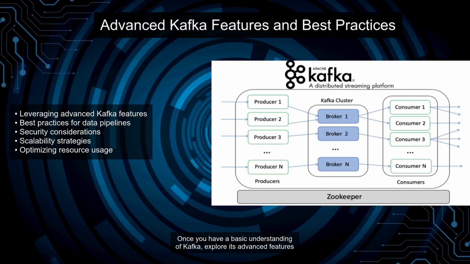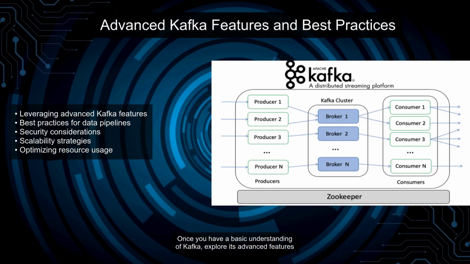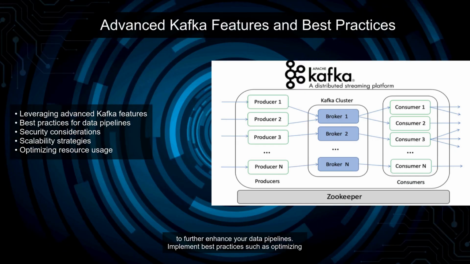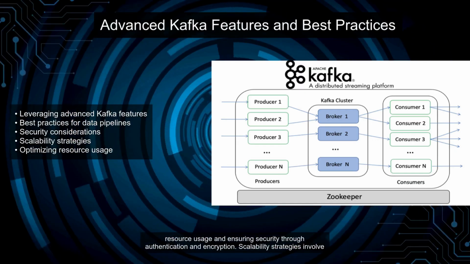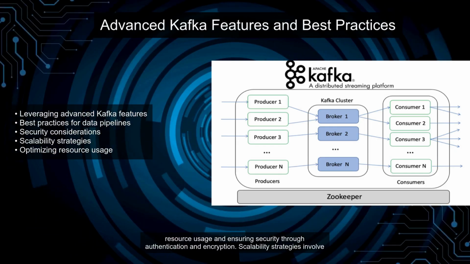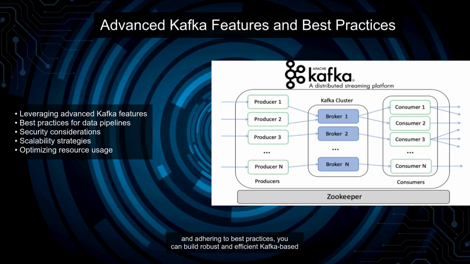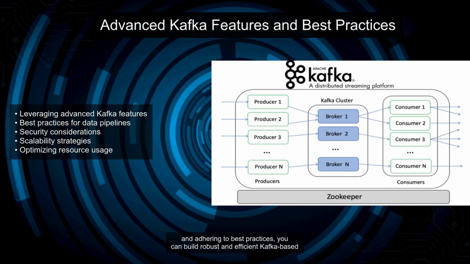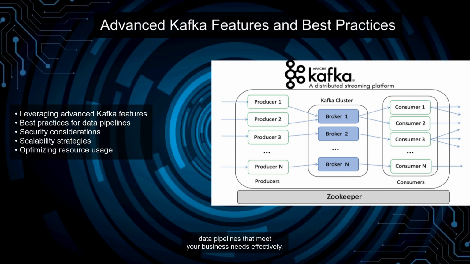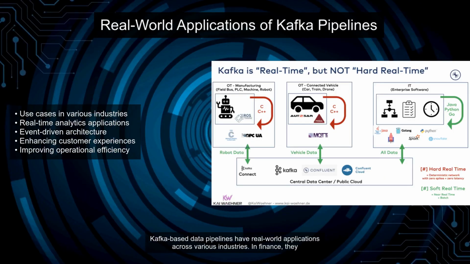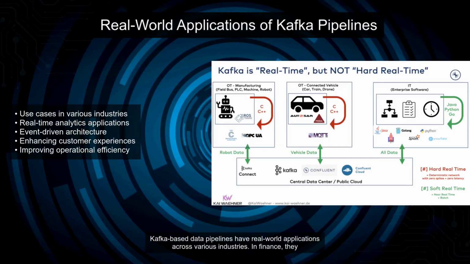Once you have a basic understanding of Kafka, explore its advanced features to further enhance your data pipelines. Implement best practices such as optimizing resource usage and ensuring security through authentication and encryption. Scalability strategies involve efficiently handling increased data loads without compromising performance. By leveraging advanced features and adhering to best practices, you can build robust and efficient Kafka-based data pipelines that meet your business needs effectively.